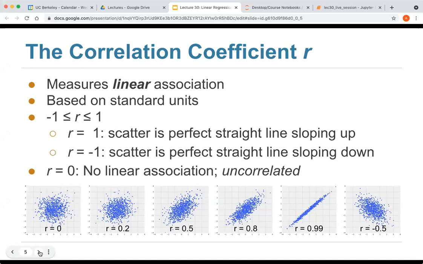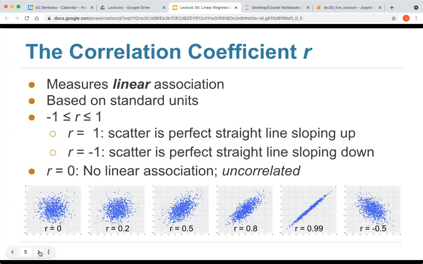We just told you this as a fact. And the extremes correspond to perfect straight lines. The sign corresponds to the sign of the association. Positive meaning above average values of one are typically associated with above average values of the other. Below average values of one are typically associated with below average values of the other. R equals 0 is no linear association. And that is what uncorrelated means. This is much weaker than unrelated. Unrelated means no relation at all of any kind. But uncorrelated just means no linear association.